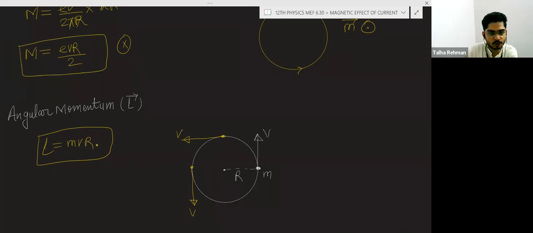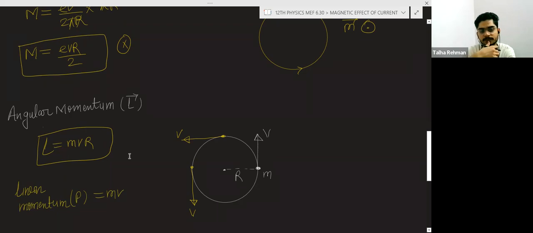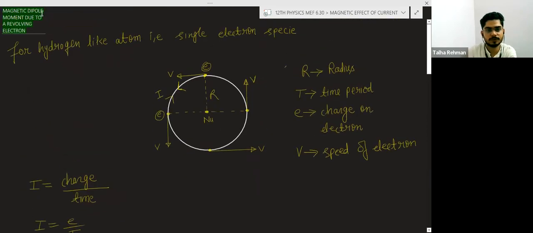And I have told you the linear momentum. The formula of the linear momentum P is equal to mass into velocity. Okay, note it down.